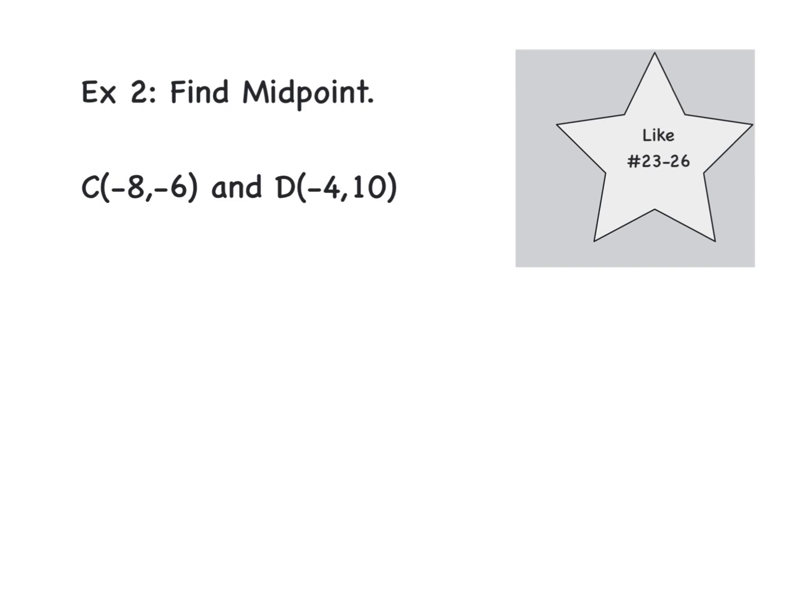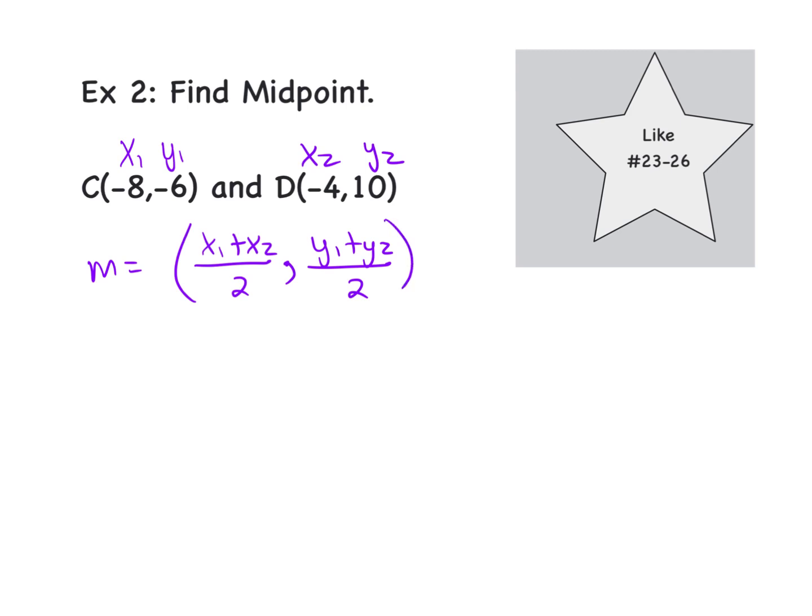Next, it wants us to find the midpoint. Now we're going to label it just like we did the distance formula: x1, y1, x2, and y2. And then we're going to plug it into our midpoint formula, which is parentheses x1 plus x2 divided by 2, there's a comma in the middle, and then y1 plus y2 divided by 2.